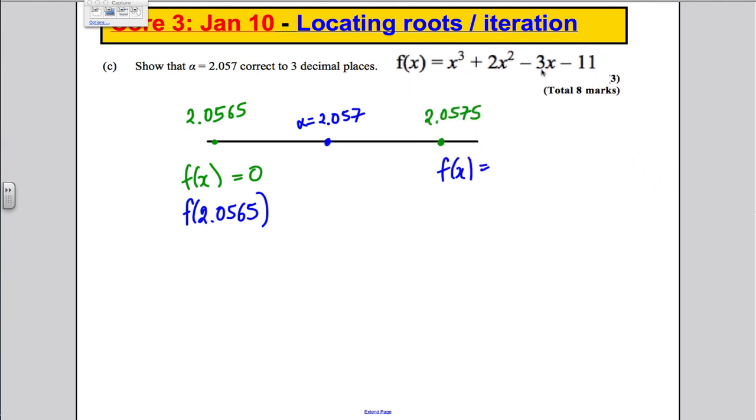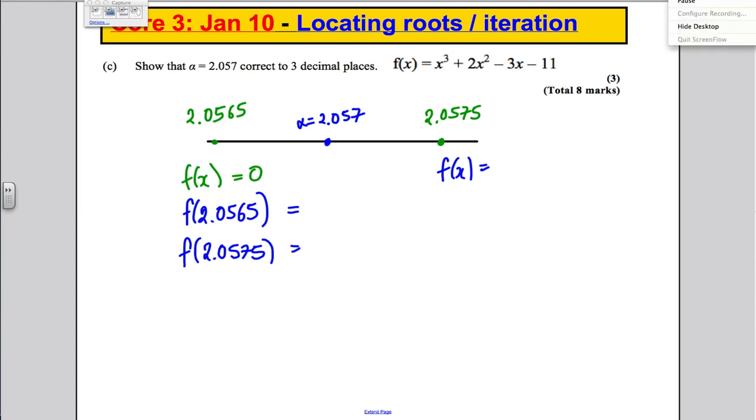So there's our f of x up here. So we're going to work out f of this, and we're going to work out f of 2.0575. So I'll leave you a moment to do that on your calculator. Doing that, you get negative 0.014, and for the other one, you get 0.004141. So there is a change of sign.